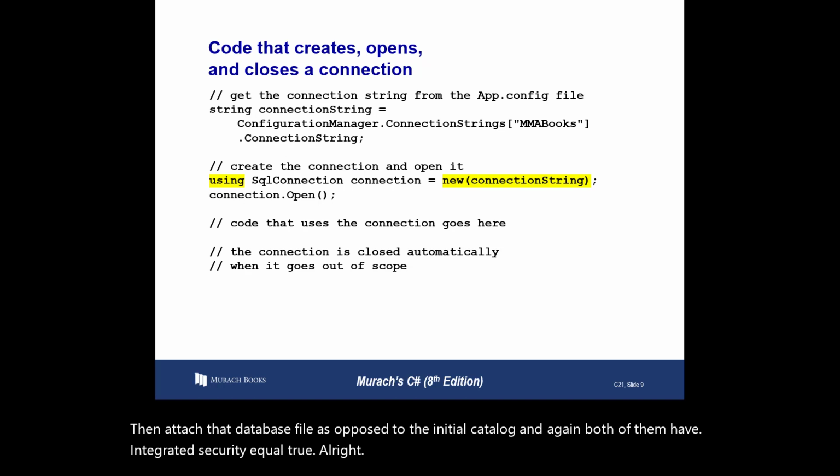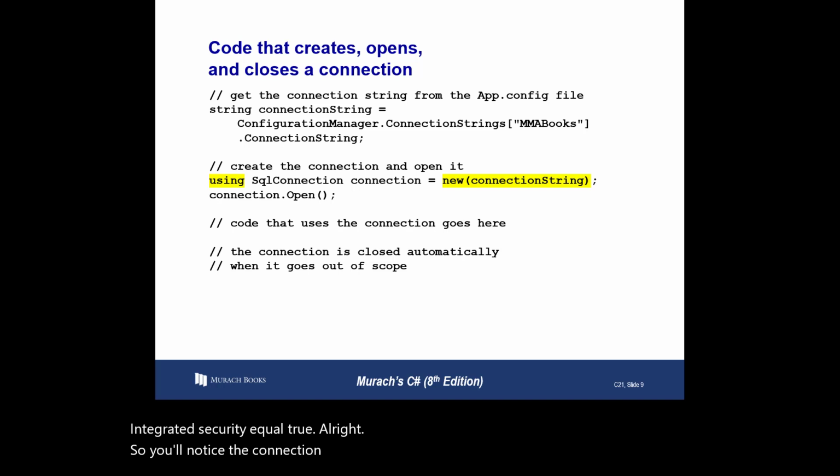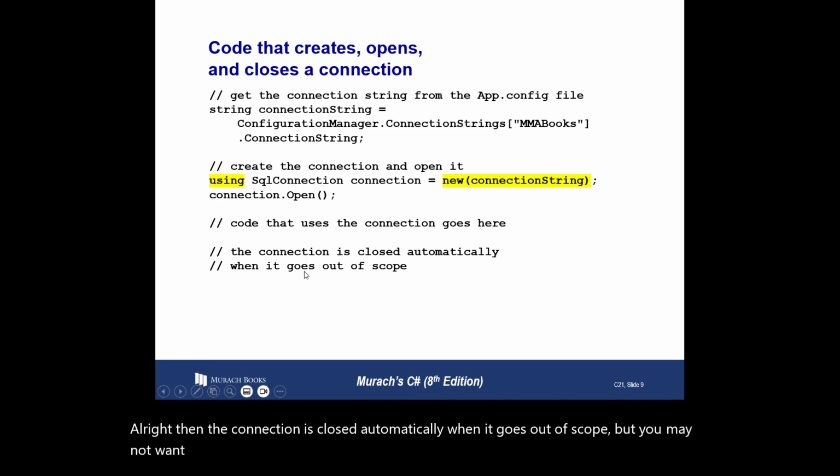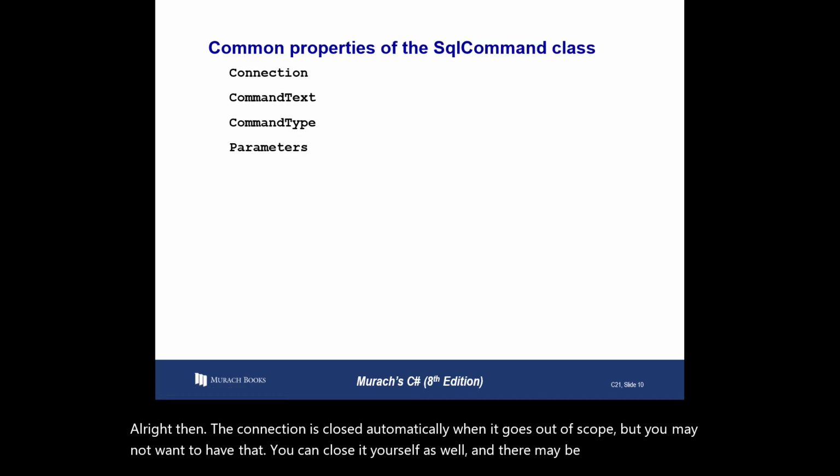So you'll notice the connection open, as it says, create the connection and open it. Then the connection is closed automatically when it goes out of scope, but you may not want to have that. You can close it yourself as well, and there may be reasons you want to do that.